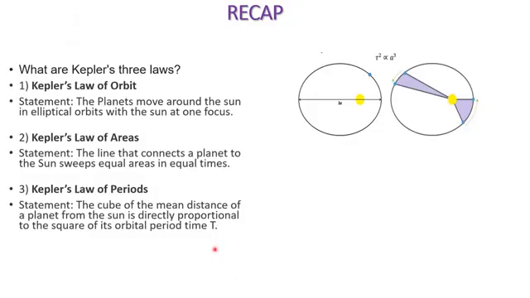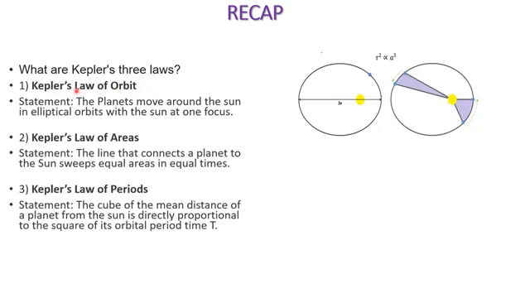So let's start. So let's have a recap first. Now we did in our last session about Kepler's three laws, right? Now what are Kepler's three laws? So the first law is Kepler's law of orbit.